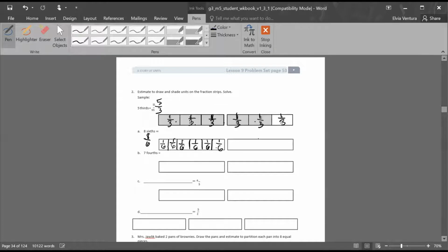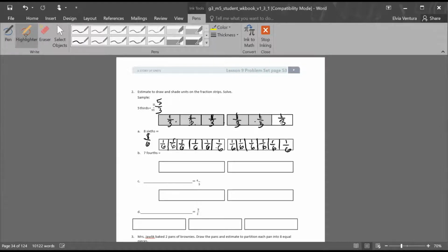And we're going to do it again on this side. And we're going to cut it in half, and then cut it in half again. And then we're going to write 1/6, 1/6, 1/6, 1/6, 1/6, and 1/6. Now they told us that we have to shade in 8/6.